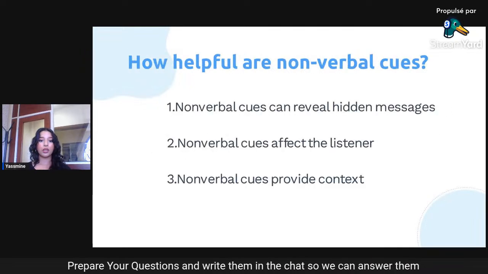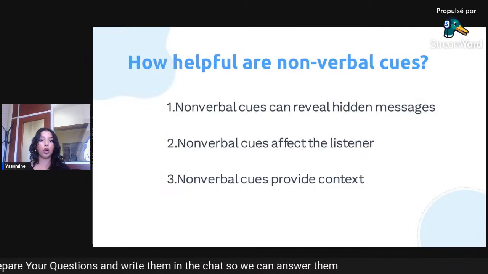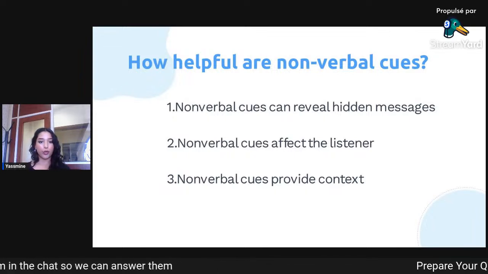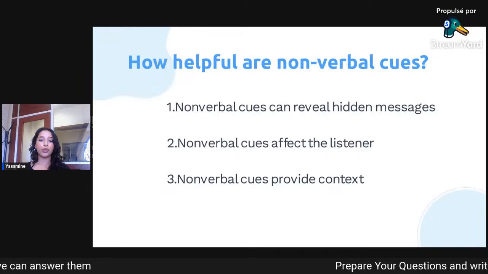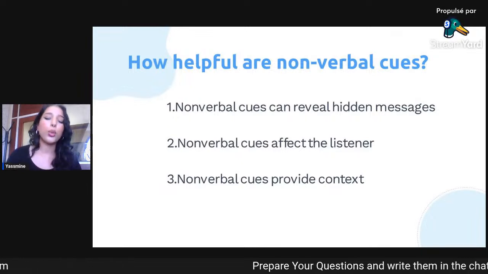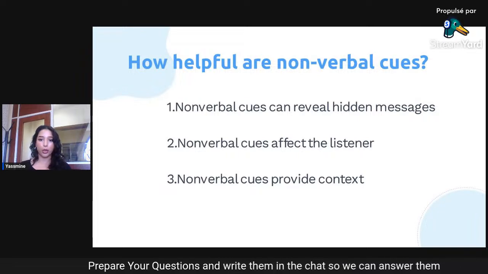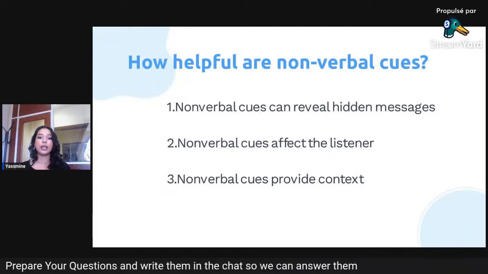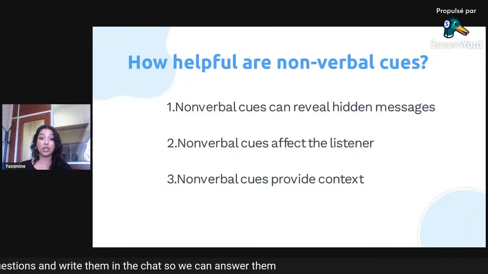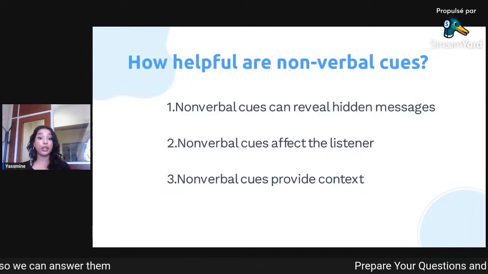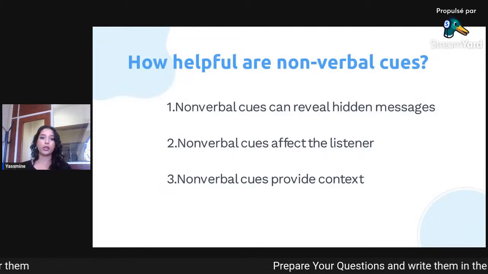Next, we're going to discuss how helpful nonverbal cues are. We have three main points. The first one is nonverbal cues can reveal hidden messages. So sometimes what people say verbally might not align with their nonverbal cues. Active listening involves paying attention to these cues to gain a deeper understanding of the speaker's true feelings or concerns.